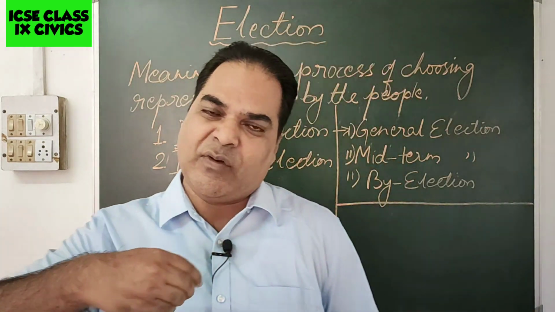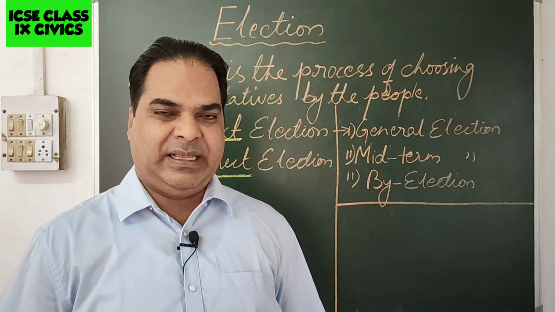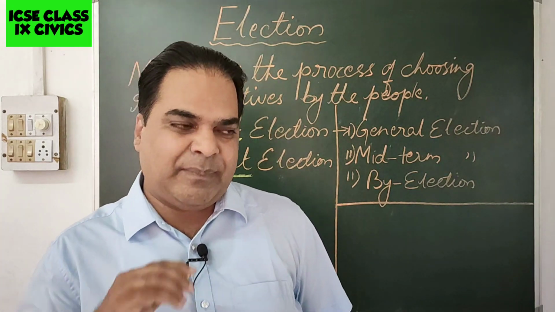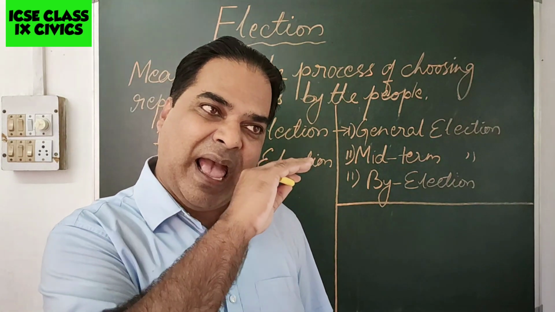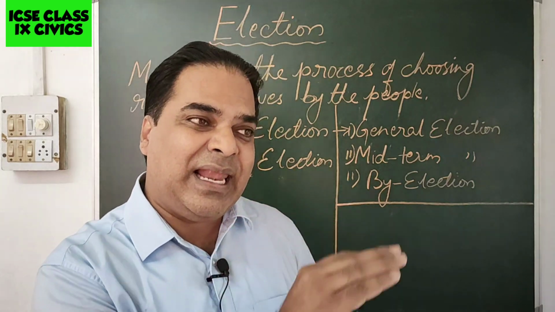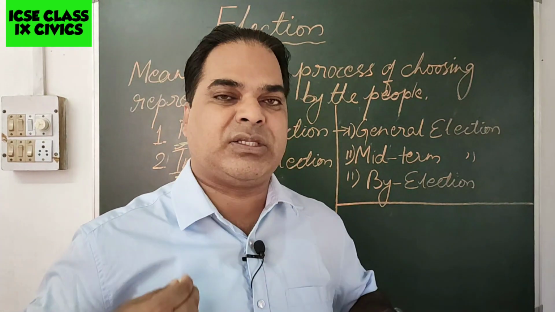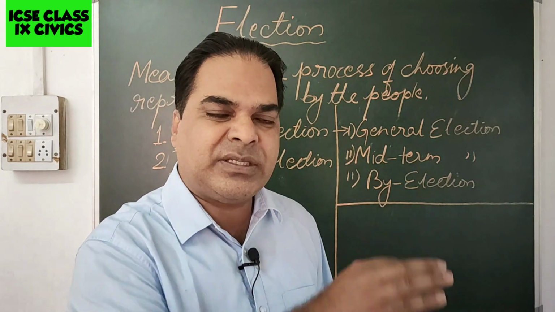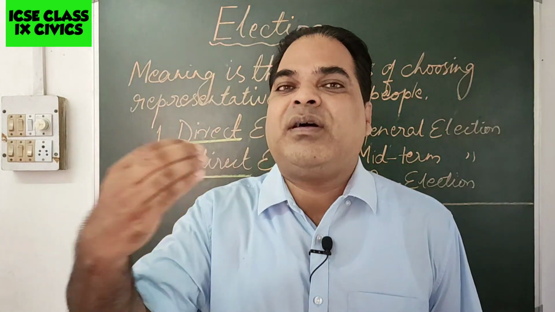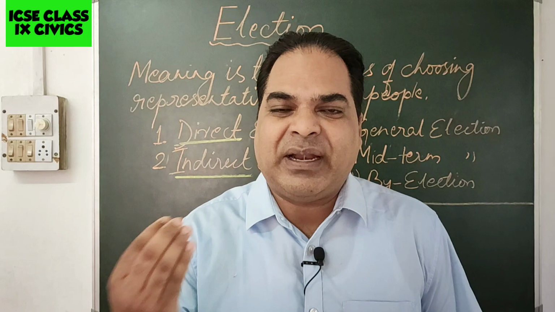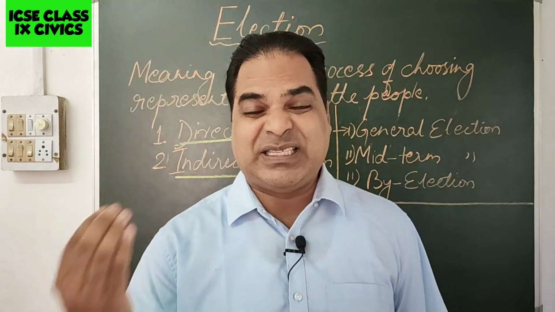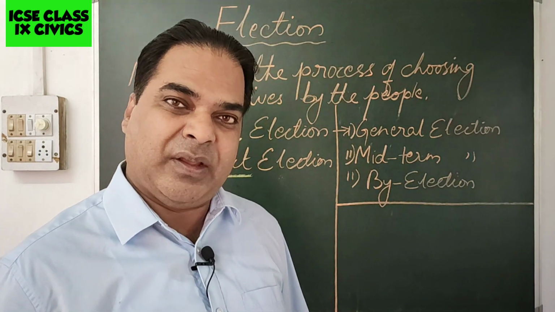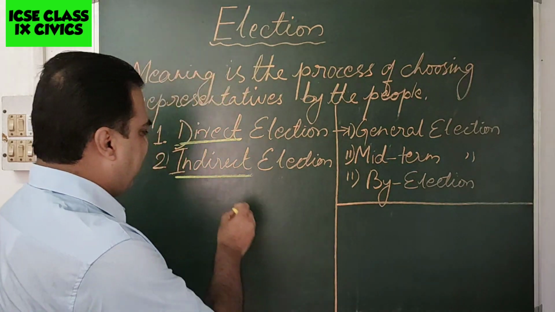So here also we are involved indirectly. We have elected the members of Lok Sabha and Rajya Sabha, and the members of Lok Sabha and Rajya Sabha elect the vice president on behalf of us. Who has given them the right to elect the president or the vice president? We have elected them. We have made them members of Lok Sabha or members of Legislative Assembly. So that is known as indirect election.